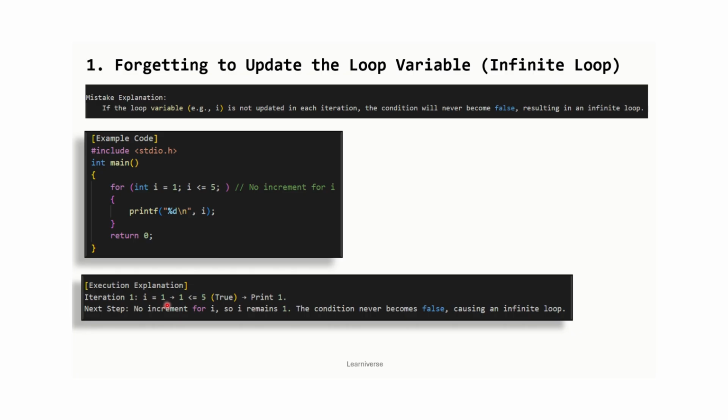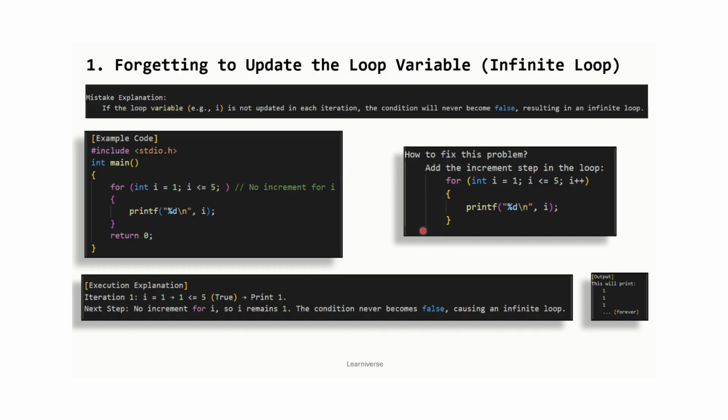In this case, during the first iteration the condition is true and 1 will be printed, and during the next iteration there is no increment parameter here, so it remains as 1 only. Considering this condition never becomes false, it is causing an infinite loop here. You can see 1 will be printed and it will go on forever. And how can we fix this? We can add the increment step in the loop so that we can overcome the infinite loop.